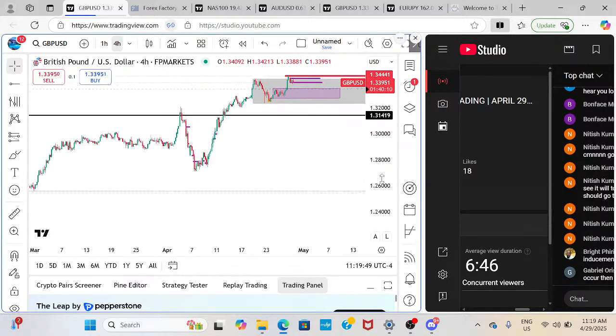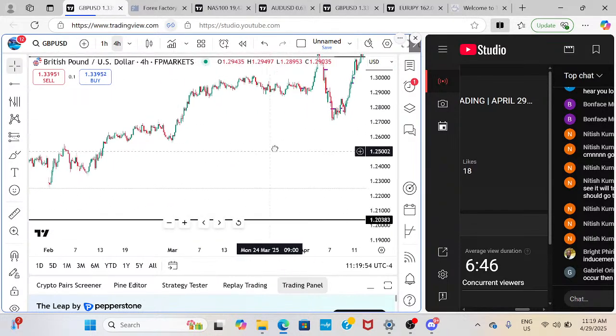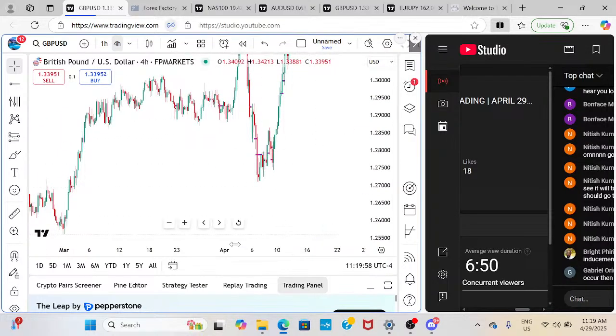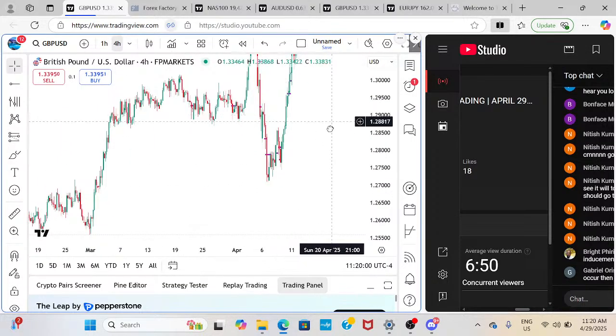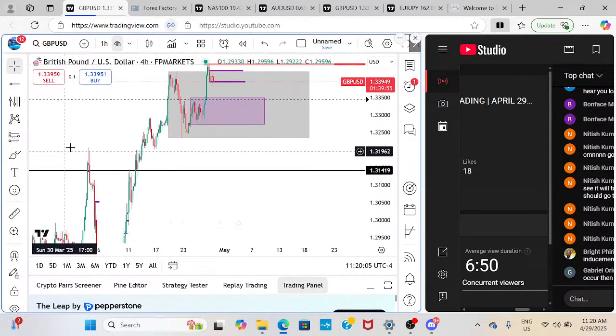Okay, so you can see on the 4 hour time frame, we have a very nice uptrend, which the market has basically been in. Very nice uptrend here. It hasn't broken this uptrend at all.